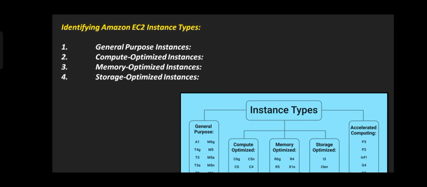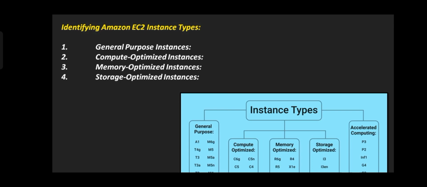And second will be compute optimized instances. They are ideal for compute-bound applications that benefit from high performance processors. The third will be memory optimized instances, designed for memory intensive applications such as databases and in-memory analytics. The fourth will be storage optimized instances, optimized for storage intensive workloads and providing high and low latency storage.